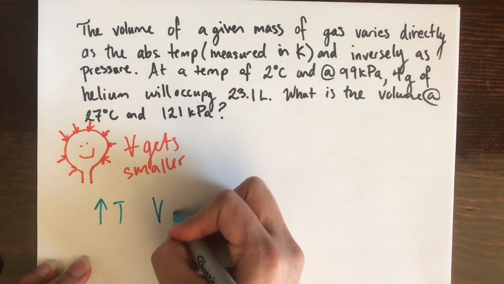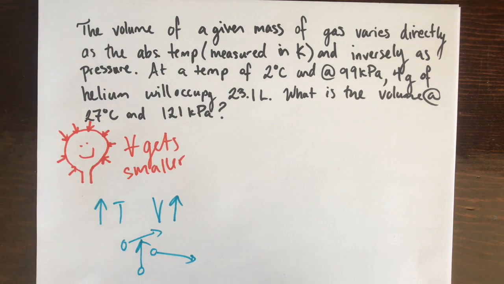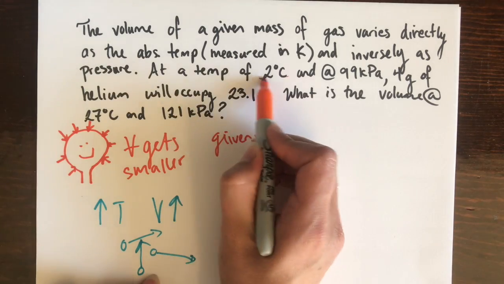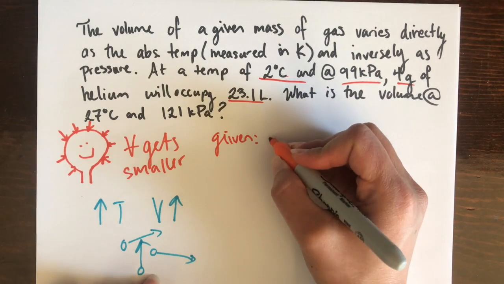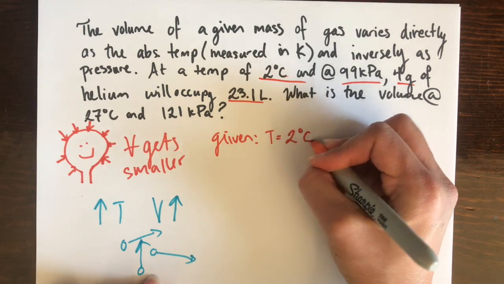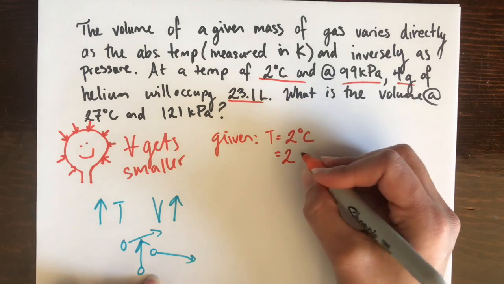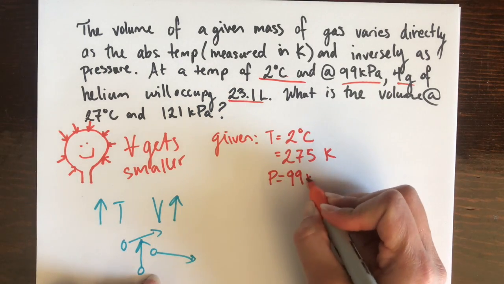And same thing, we talked about temperature, right? Whenever I increase the temperature, all the molecules get super excited and they're flying around and they're hitting the sides, right? And it starts to expand the balloon. Okay, so we're given a couple things. We're given that at a temperature of 2 degrees Celsius, 99 kilopascals, 4 grams of helium will occupy 23.1 liters. So our temperature is 2 degrees, and that's equal to 275 Kelvin, right?